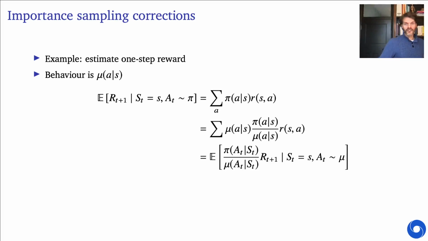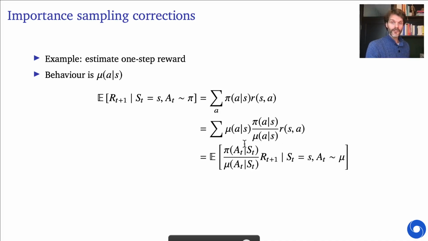I'm using this notation here. RSA is the expected reward given that you both have the state and the action. This is just shorthand. If you have both the state and the action, the expected reward itself doesn't depend on your policy anymore. Then we're going to do the same trick again. We're going to multiply with the behavior probabilities and divide by them, which means we can write this as an expectation under our behavior policy mu.